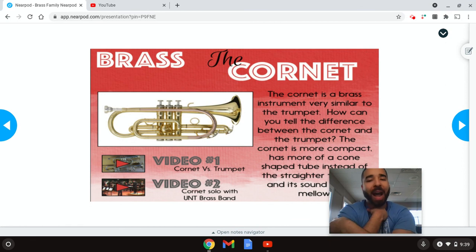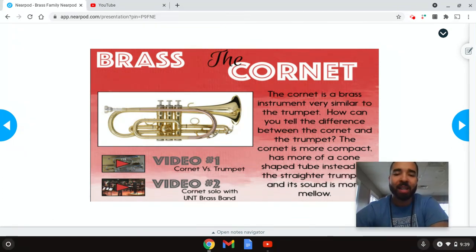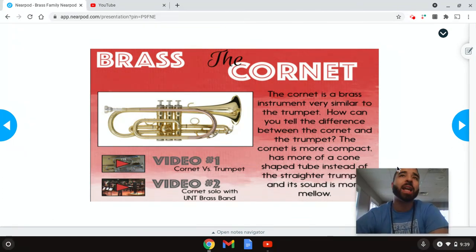The cornet is more compact, has more of a cone-shaped tube instead of the straighter tube on the trumpet, and its sound is more mellow. So the trumpet has a brighter sound. It sounds kind of piercing sometimes, and the cornet is more mellow and more dark and more deep. And of course, it is a shorter instrument, like I said.